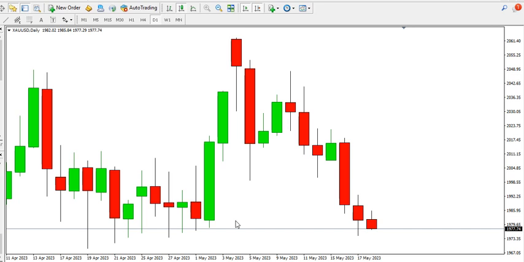Today we'll be looking at how we can trade gold, GBPUSD and EURUSD on the smaller time frames. But before we look at the smaller time frames, let's take a look at the higher time frames.